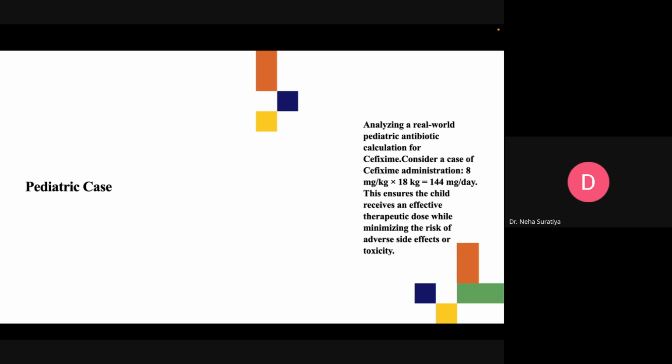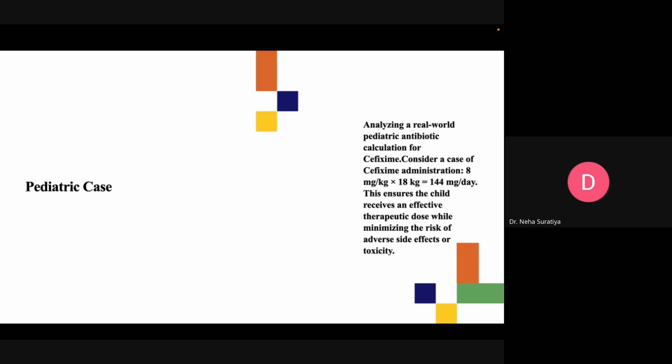Mg by kg calculation. If we need 8 mg per kg, for 18 kg, how much mg will be required? So simple calculation, 8 multiplied by 18, and we have 144 mg per day. So this is the total daily dose which may be given once daily or divided depending on the formulation available. And you can divide it, of course, 90% of the time they are dividing the dose. They are not giving the whole dose at once, depending on the situation and the necessity.